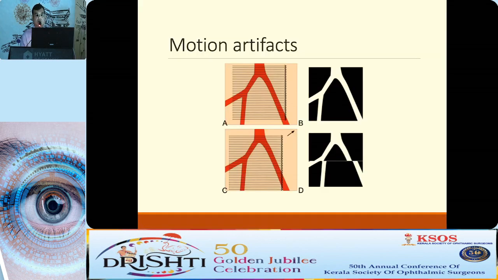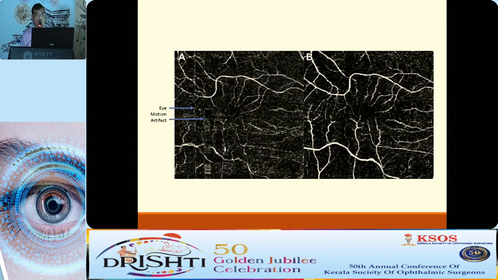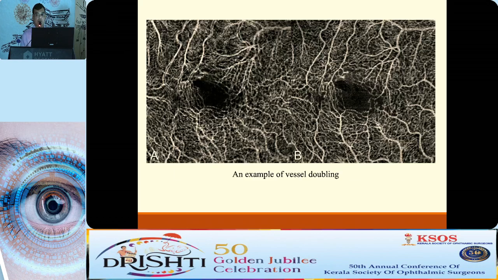Motion artifact: you can see the breakage in the capillary continuity in the lower image, which is because of horizontal eye movement. In this image, you can see the white lines, which are the significance of motion artifact, and you can see breakage in continuity shown by the arrow, which can be rectified by repeating the OCTA. On the left side, this is an image of the same motion artifact where the image acquisition was bad, and with repeating it has improved.